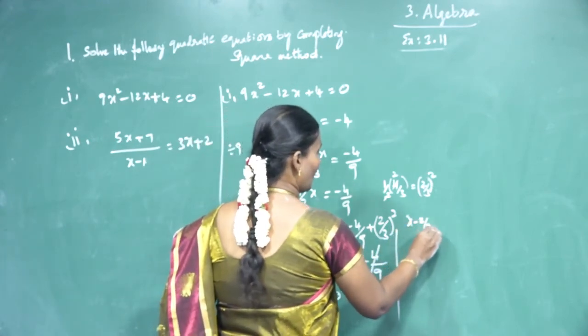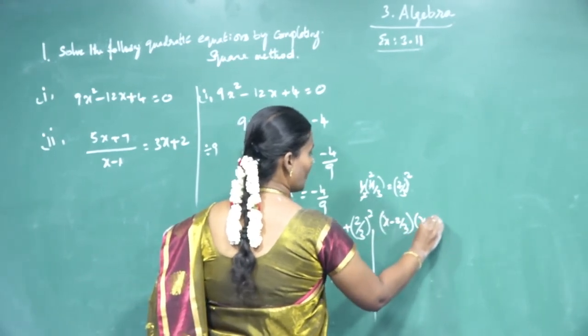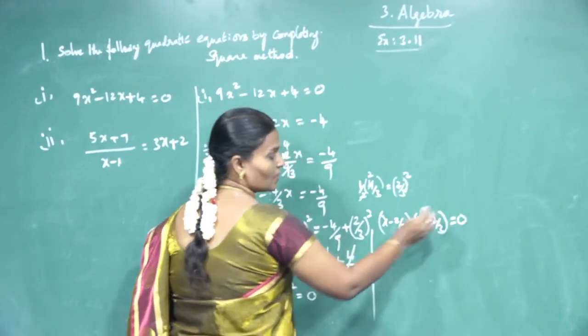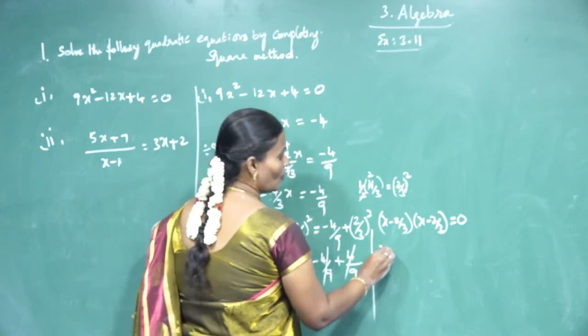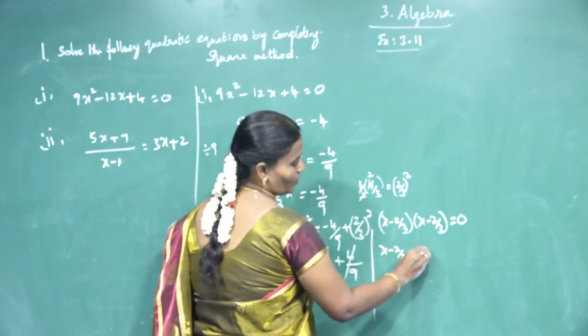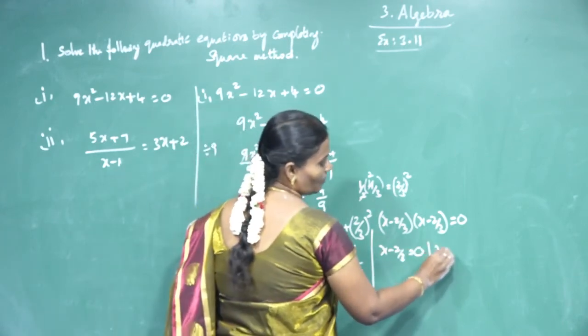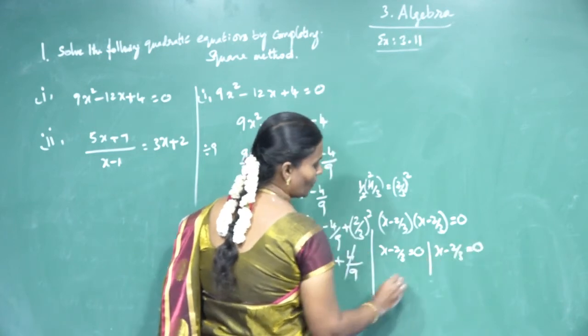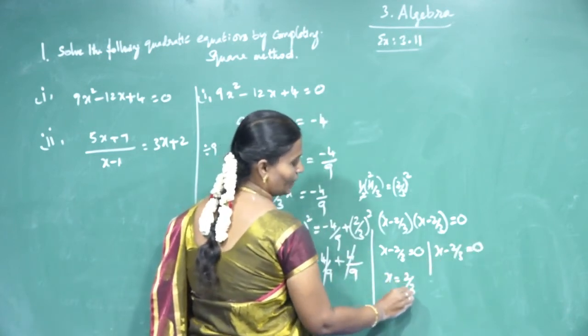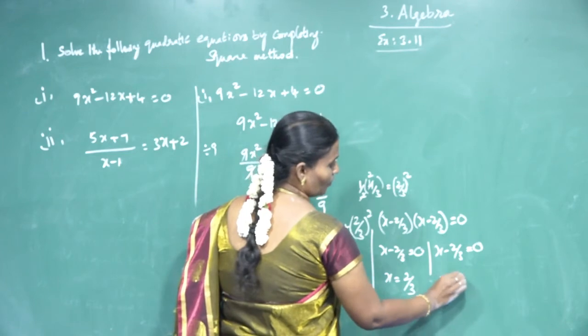x minus 2 by 3 of x minus 2 by 3. Am I correct, children? This is equal to 0. So, x minus 2 by 3 is equal to 0, and here also x minus 2 by 3 is equal to 0. So, x is equal to 2 by 3. So, x is equal to 2 by 3.